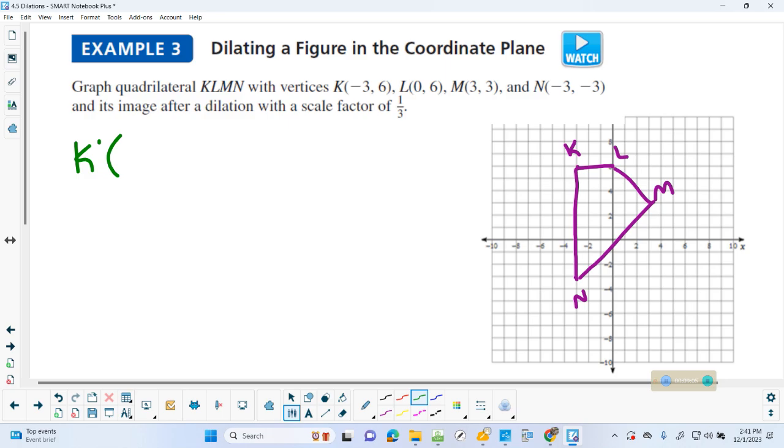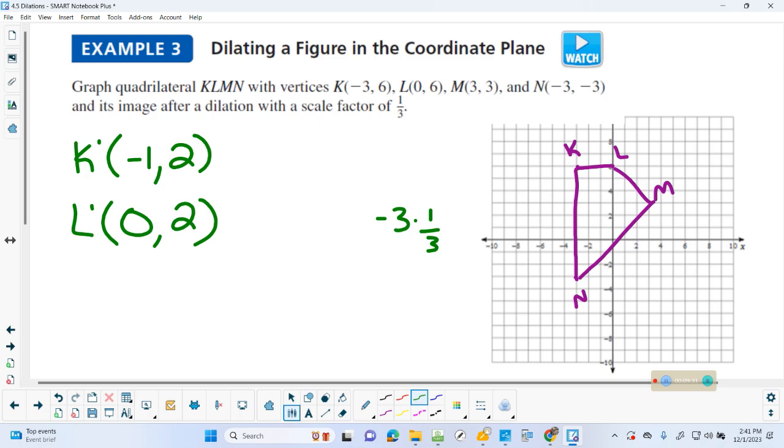What's -3 times 1/3? You don't need a calculator for it. What happens to the 3's? Yeah. What's a 6 times a third? 2. All right, let's do L prime. Well, third times 0, that's easy. 0. 6 times a third, we just did that. What is 3 times a third? And then, of course, -3 times a third, -1.